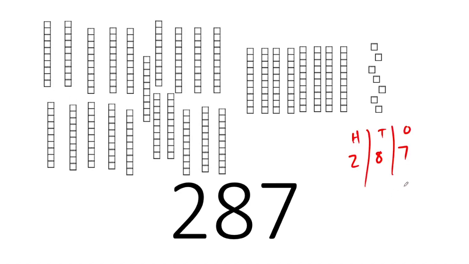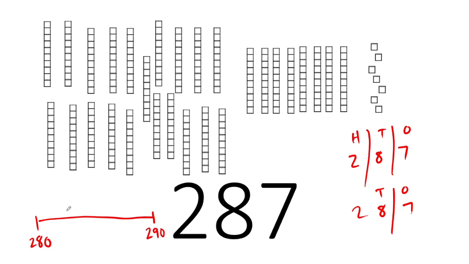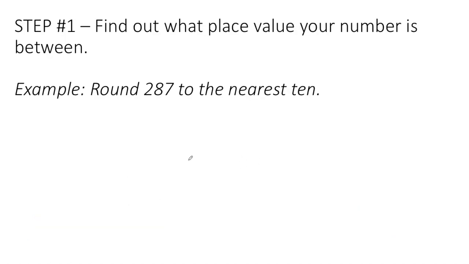When I draw my place value chart, I have to draw it again to see that this number really has 28 tens. So the sides of the road, in this case, would be 28 tens, which is 280, and then the next one up, 290. 287 is somewhere in there. That was really just step one, finding out what place value your number is between.